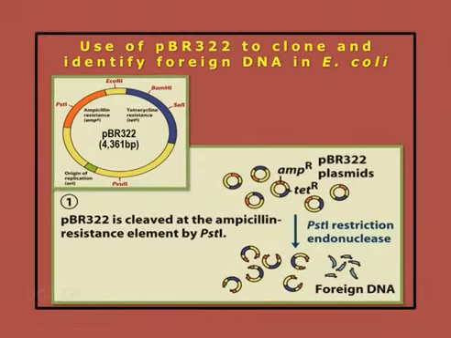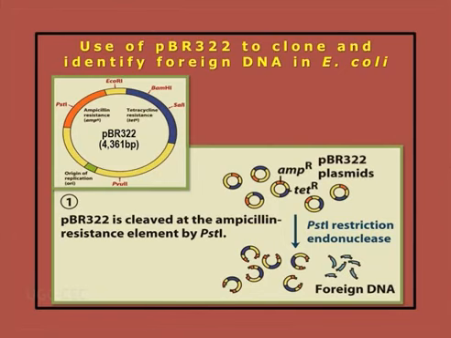Next, a model plasmid that was used for the first time called pBR322, where BR stands for Bolivar and Rodriguez, the founders of this plasmid. You can see here that it comprises unique restriction endonuclease sites. It also has resistance genes for ampicillin and tetracycline.